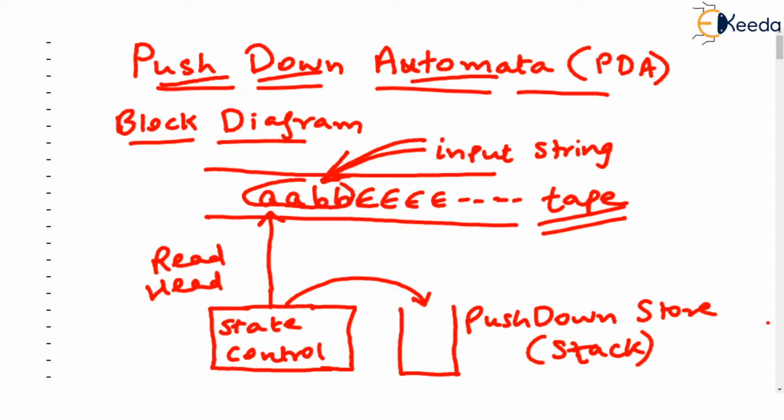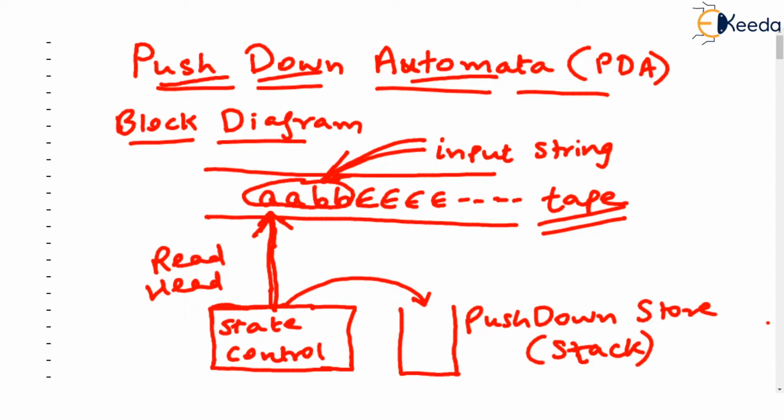Then as we have a tape, we are supposed to read the symbols from the tape. So a head is given, a read head. Now clearly observe this head is a read head. It's not a read-write head. So using this device called head, we can only read a symbol from the input tape, but we cannot write anything on this tape. Also, what is given in PDA is a state control.